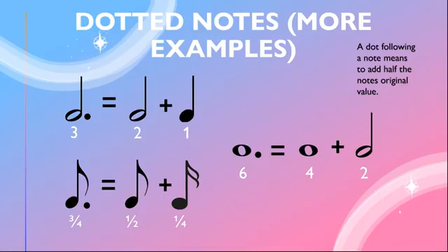The reason we have dots in the first place is to represent values that we don't already have symbols for. We don't have a music symbol for 6 beats, or 3 beats, or 3/4 of a beat, but with dots, we're able to write music more accurately in the way we want it to sound.